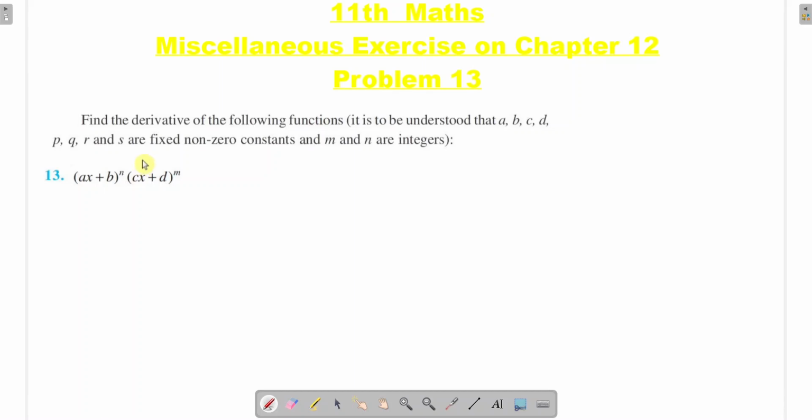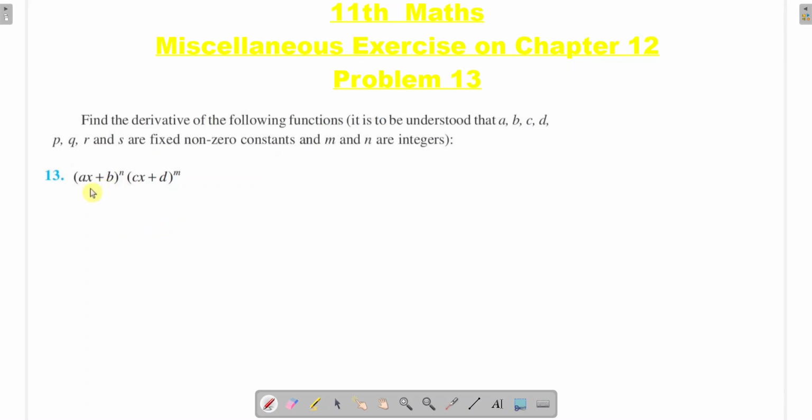In this video we will solve problem 13 of miscellaneous exercise on chapter 12 of 11th class maths. So the main question is find the derivative of the following functions. It is to be understood that a, b, c, d, p, q, r and s are fixed non-zero constants and m and n are integers.